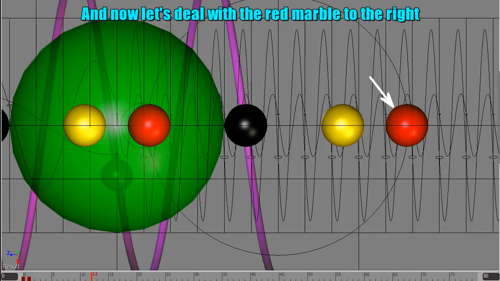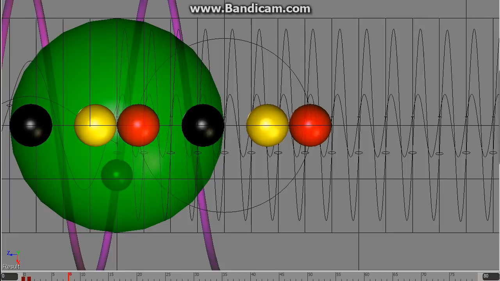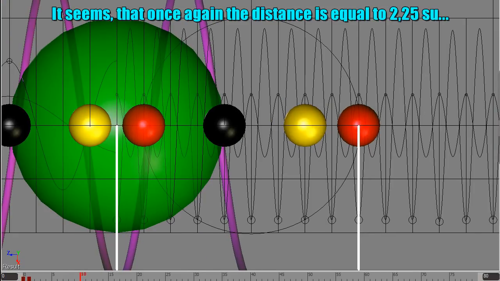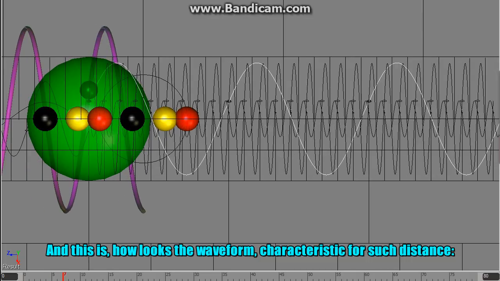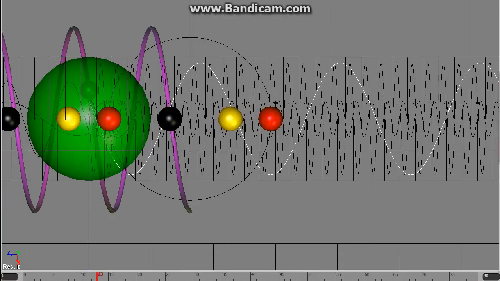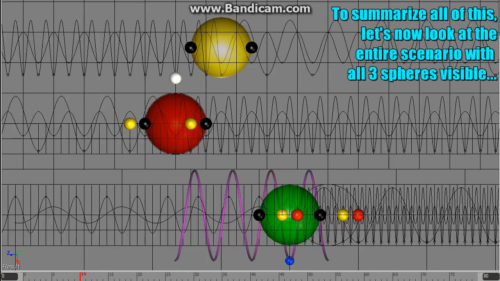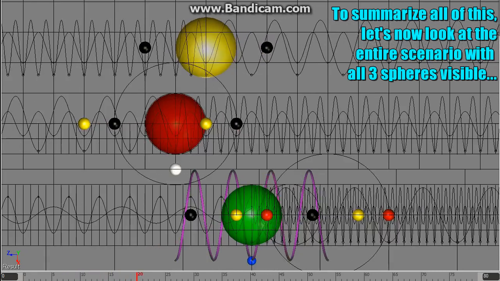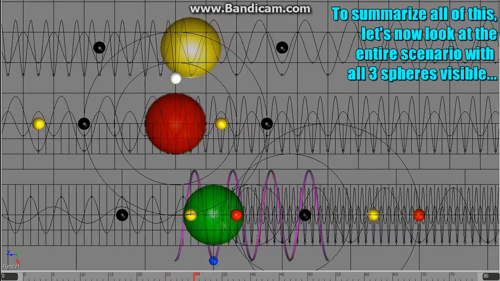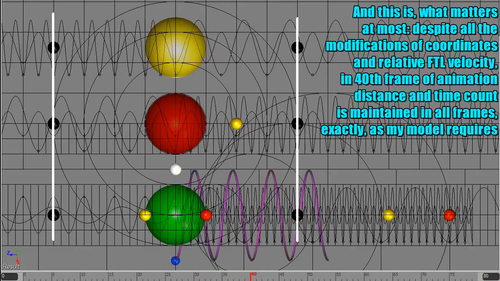And now let's deal with the red marble to the right. It seems that once again the distance is equal to 2.25 SU, and this is how the waveform characteristic for such distance looks. To summarize all of this, let's now look at the entire scenario with all three spheres visible. And this is what matters most.